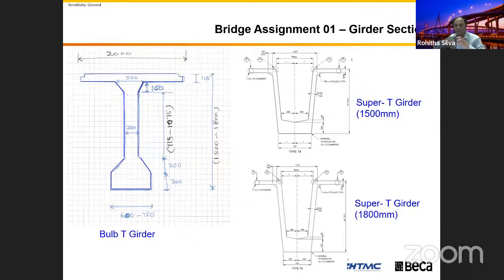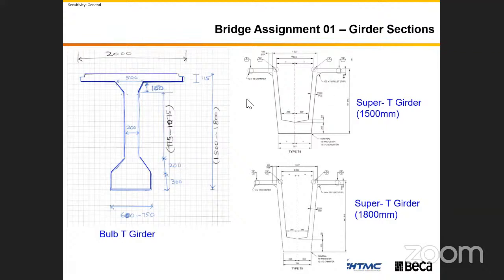But when you present the solution to the client, you can't put one solution as Super T and another as bulb T girder. It doesn't make much sense, but you can do it, though both are more or less the same. Any question up to now?